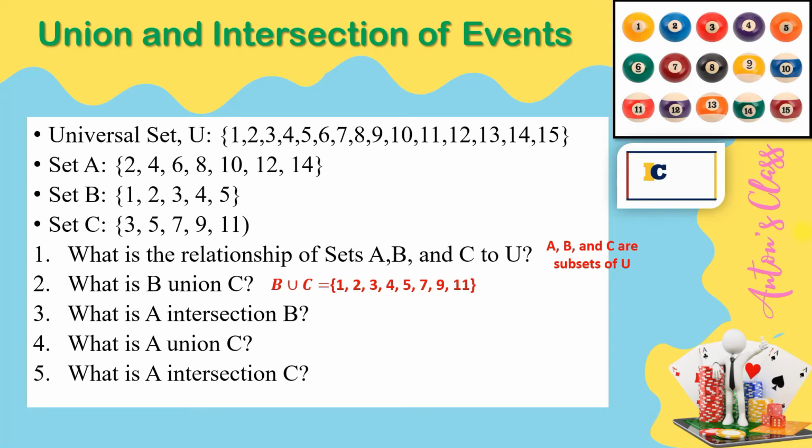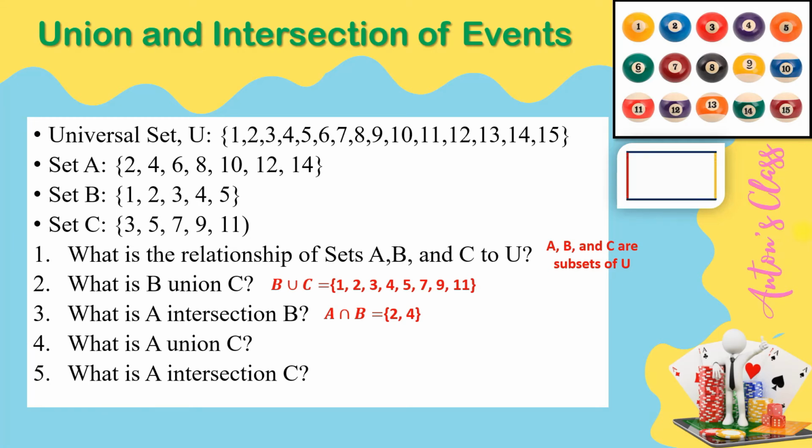Number 3, what is A intersection B? Meaning to say, we are going to pick only the common elements of the two sets. So A intersection B has elements 2 and 4. Okay, I hope you understand now what is union of sets or events and what is intersection of events.